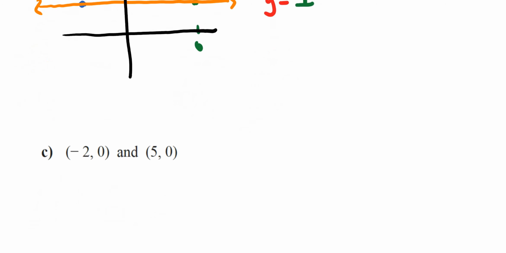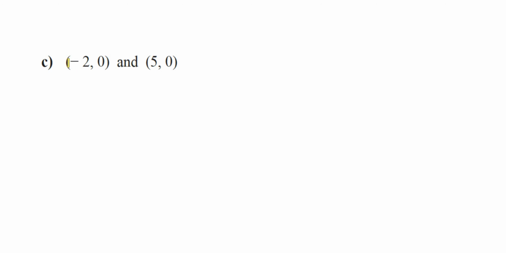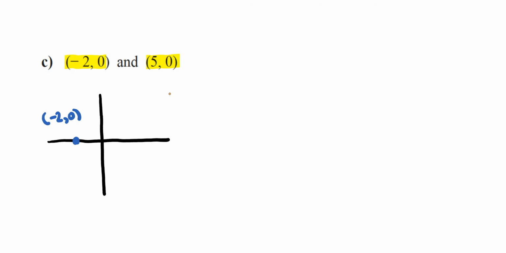Okay, so move on to the next one, letter C here. So we're given the coordinates -2, 0 and 5, 0. Let's start off and just kind of sketch those 2 points. So maybe this point right here is -2, 0. And this point right here, 5, 0 is maybe over here. 5, 0.